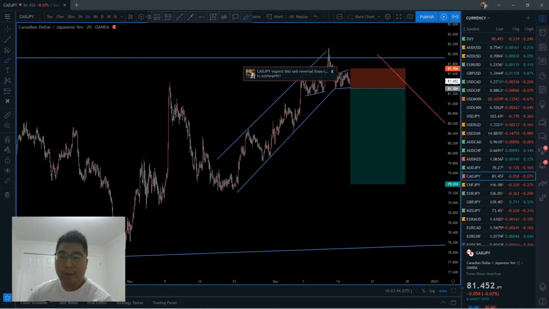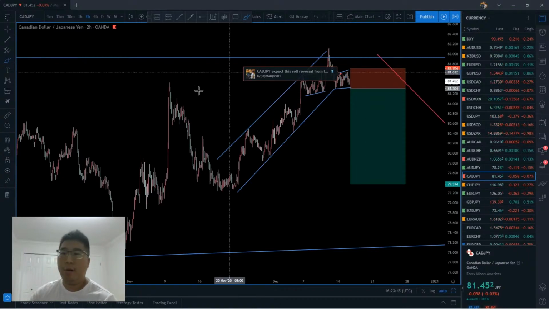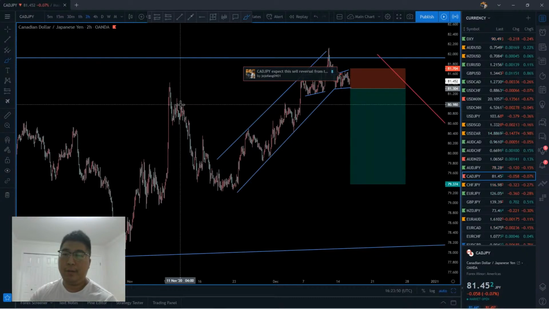Do I have a target pip count per week to make? No, that's not how I see it. It's more a percentage, not pip count. To be honest, I don't see pip count as a good way to calculate your result at all.